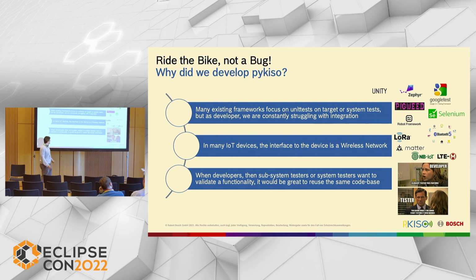The last point is, if I'm able to cover partially some features, I could maybe provide this piece of test code to a sub-system tester or to a system tester. In this way, I could also enable the rest of the V model to release the software and the new component faster.